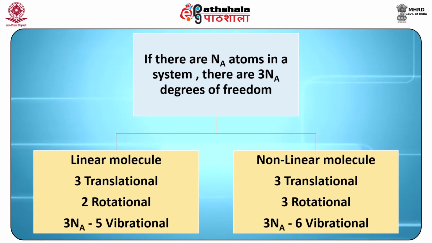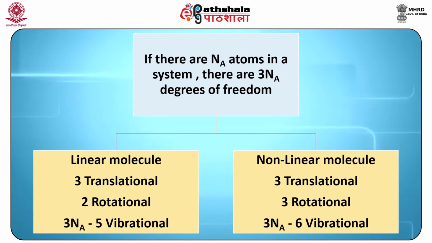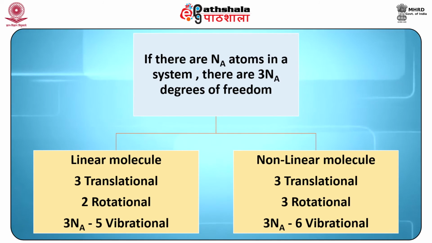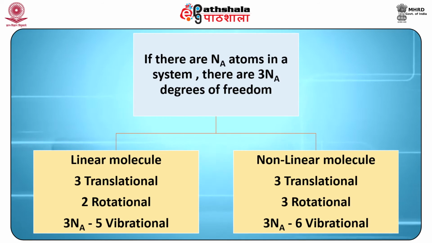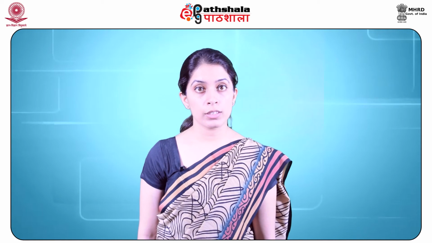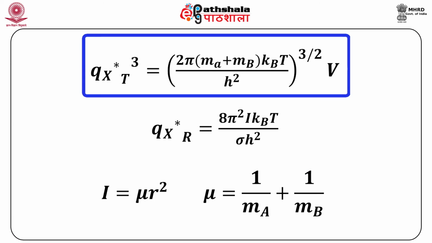Similarly, if we have Na atoms in a system, there will be 3 Na degrees of freedom. If the molecule is linear, there will be 3 translational, 2 rotational and 3 Na minus 5 vibrational degrees of freedom associated with that system. And if the molecule is non-linear, then there will be 3 translational, 3 rotational and 3 Na minus 6 vibrational degrees of freedom.